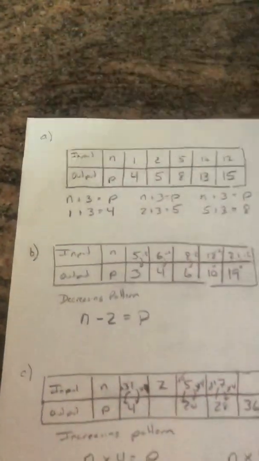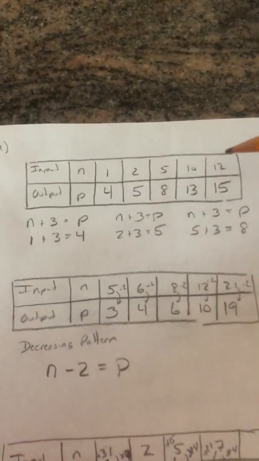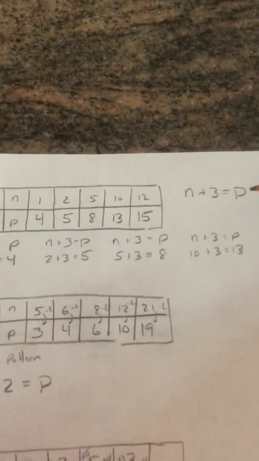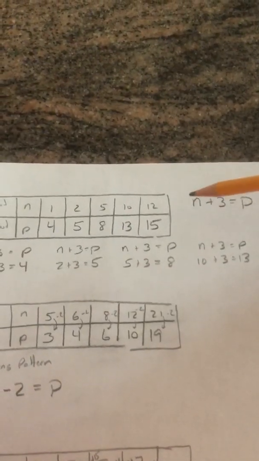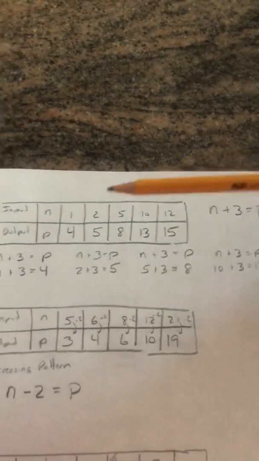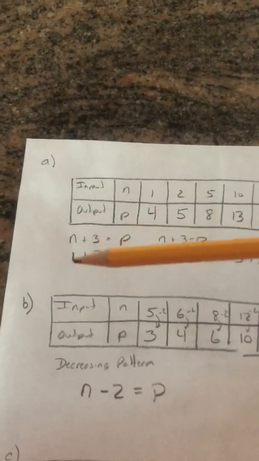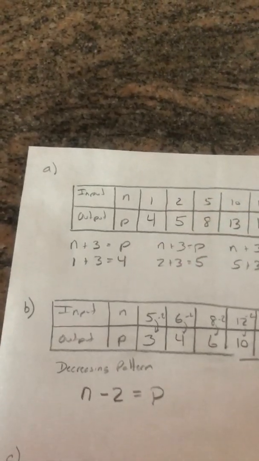If we look here at the solutions to this problem, the first one's fairly simple. We have the inputs which were given, the 1, 2, 5, 10, and 12. We were given the rule N plus 3 will equal P, or our output. In this case, we're just going to plug our inputs into the spot of N, and that's going to figure out what our output is. For the first one, we had the input of 1, so we're going to plug in 1 for N. 1 plus 3 equals 4. So our output, or P, is going to equal 4.